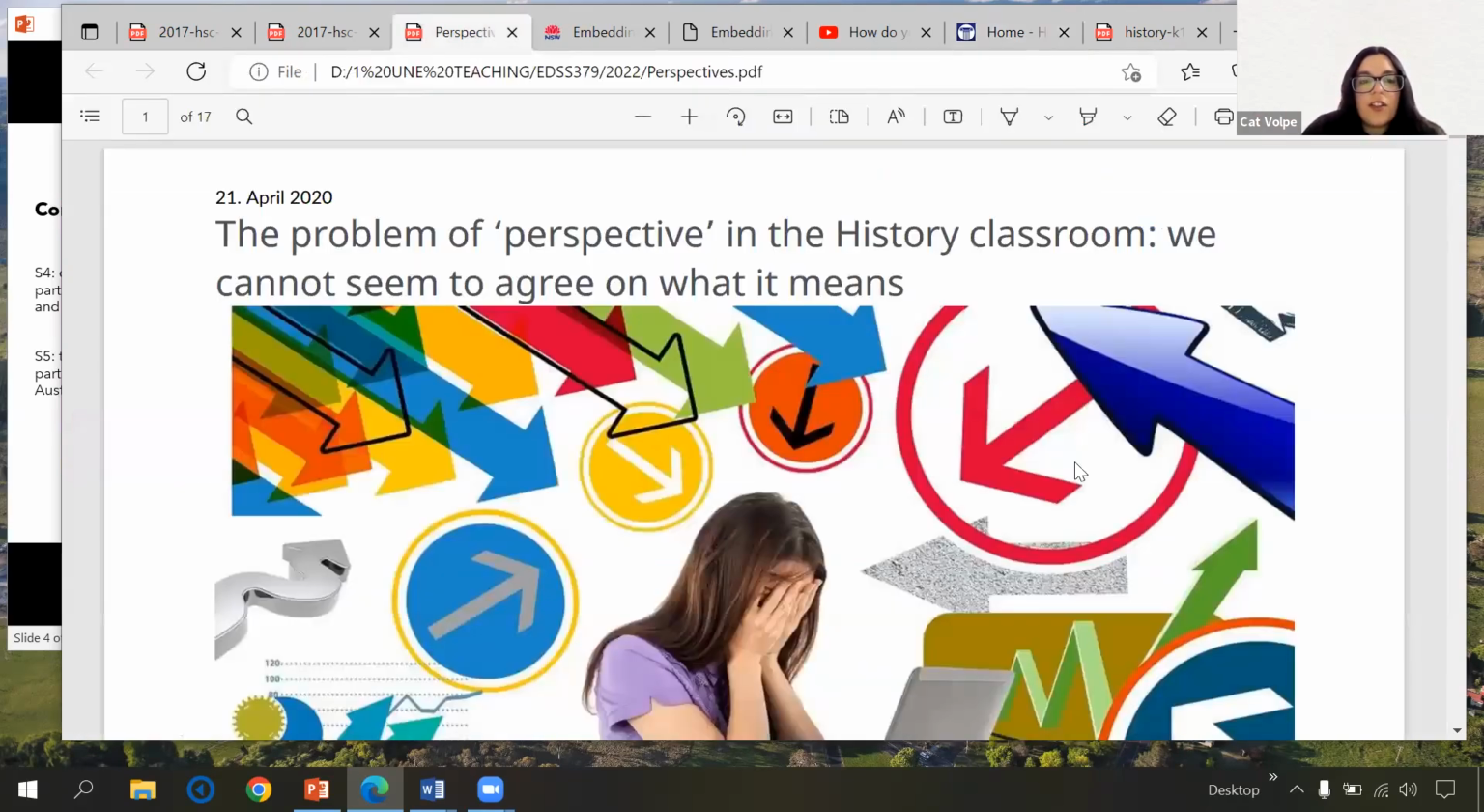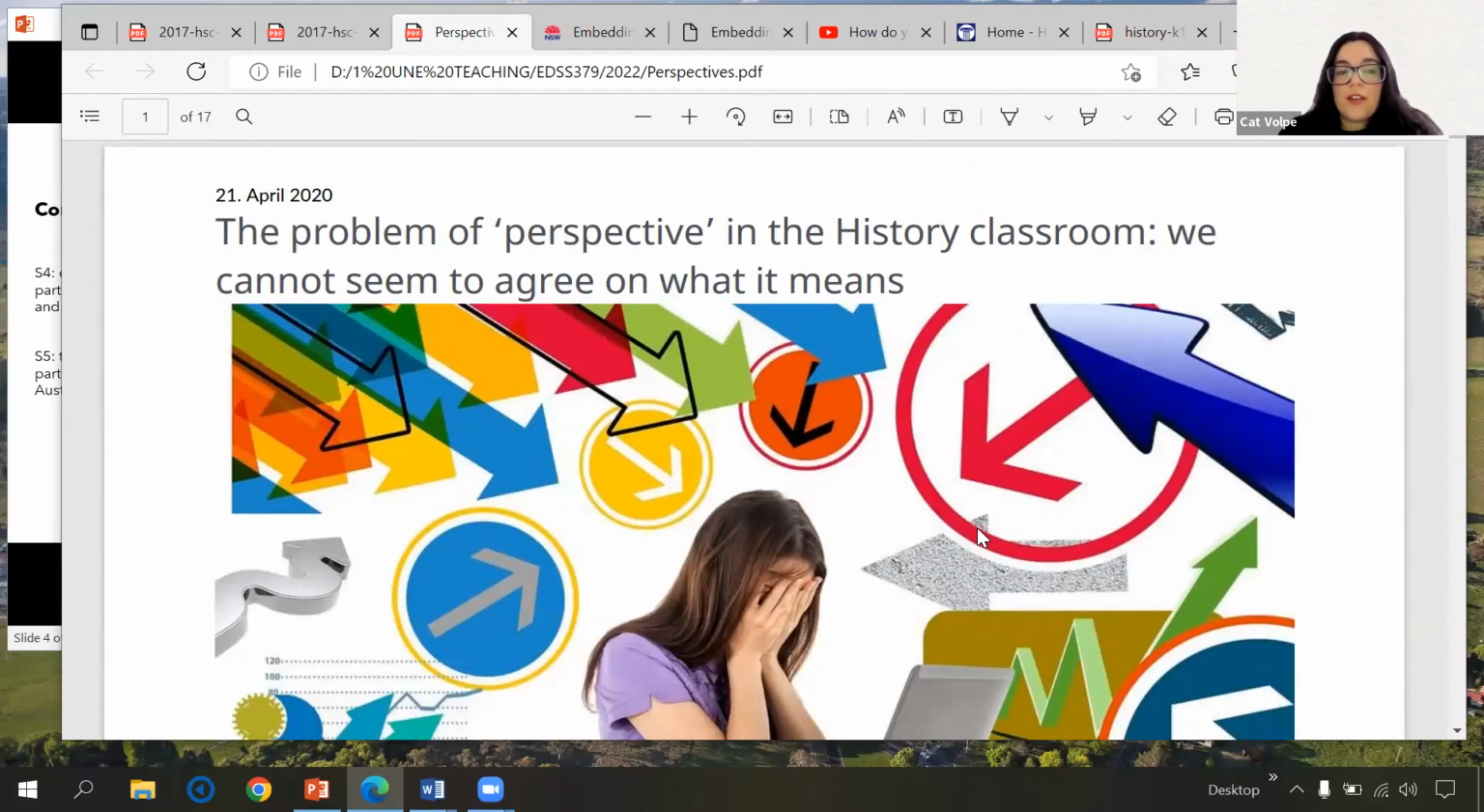Now, the article is this one here, and it's called "The Problem of Perspective in the History Classroom. We Cannot Seem to Agree on What It Means." So I'm going to go over a few points that are made by the author, but you're welcome to come and have a look at this article on your own, because I find it quite interesting and very relevant to what we're talking about this week. So going back to the PowerPoint.